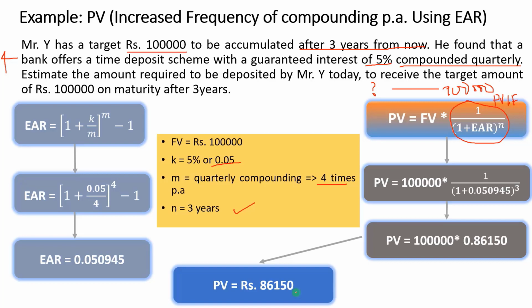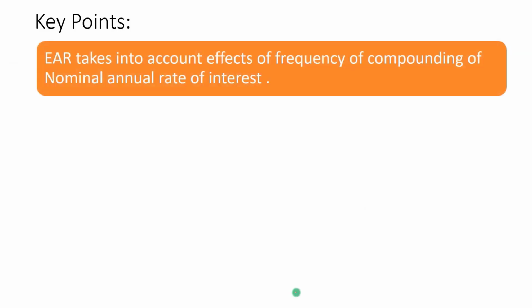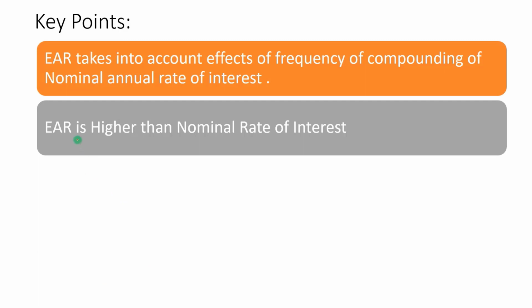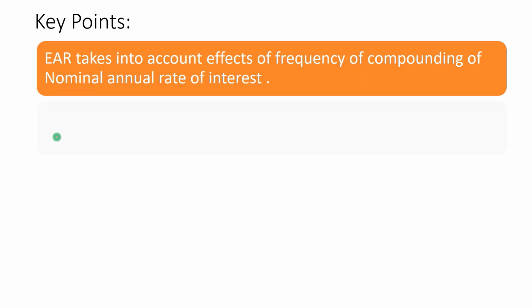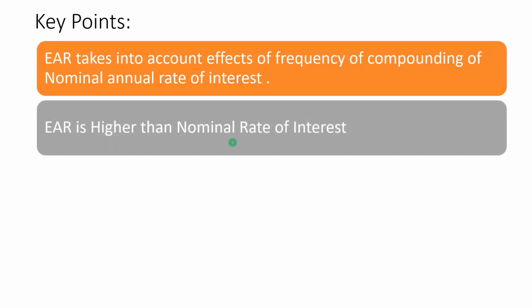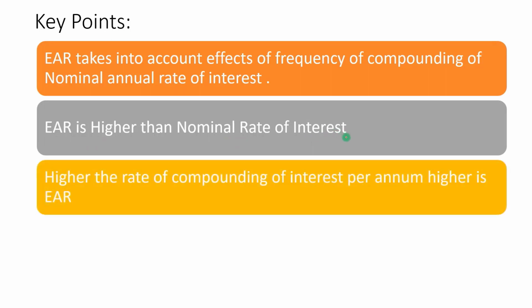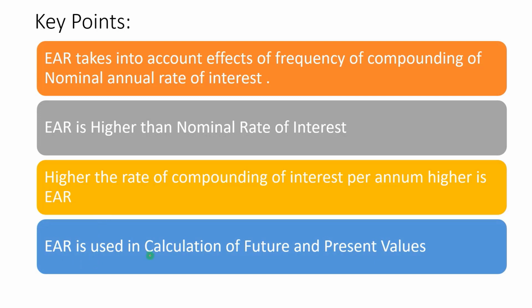Let us look at key points or key takeaways from this session. Effective annual rate takes into account the effects of frequency of compounding of nominal annual rate of interest per annum. And effective annual rate is always higher than nominal rate of interest. Higher is the frequency of compounding of interest per annum, higher is effective annual rate. And effective annual rate can be used in the calculation of future value and present value of money.